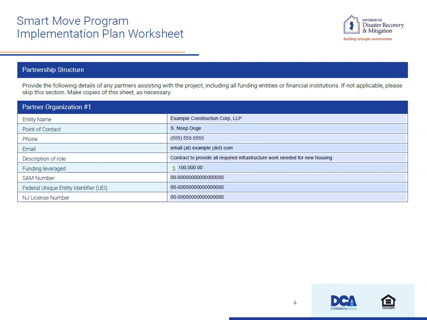When detailing your partners, please include the name of the entity, a primary point of contact with the entity, as well as their phone and email address for that point of contact, a description of that partner entity's role within your project, any funding being leveraged from that partner, including loans or grants, and finally, their SAM number, Federal Unique Entity Identifier, or UEI, and their NJ license number. This information will be reviewed to ensure that they are not debarred or suspended from doing business.